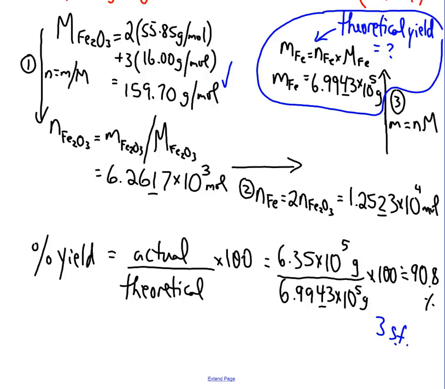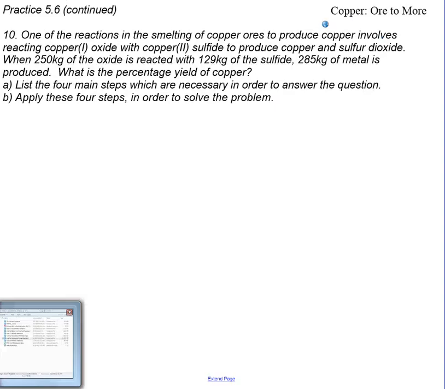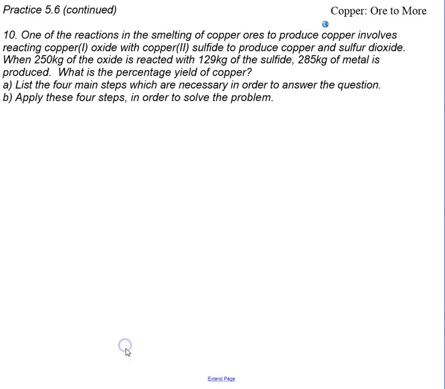And that's the percentage yield. Okay, looking at number 10 on page 243. The answers are in the right margin here. I've just modified the question a little bit.